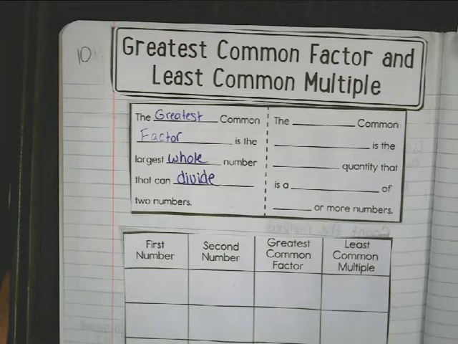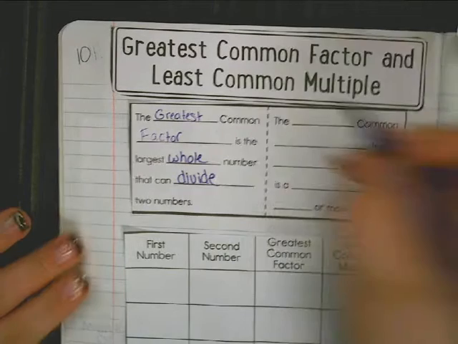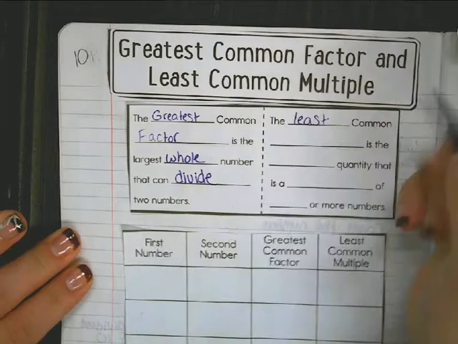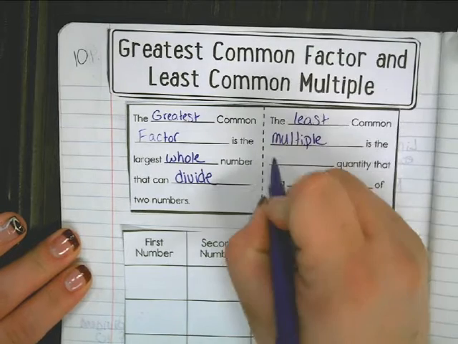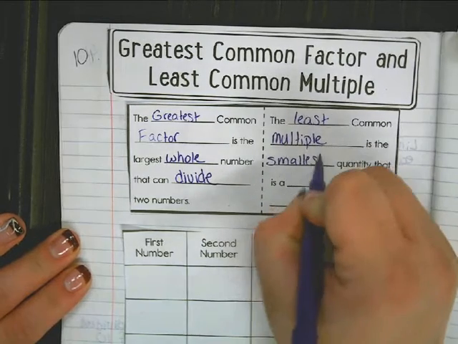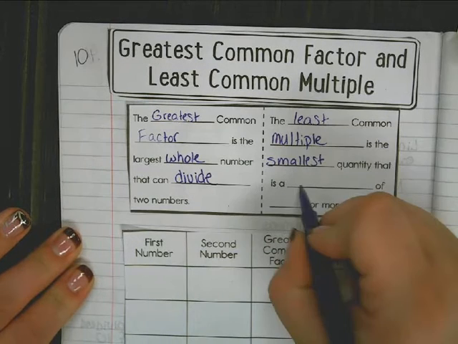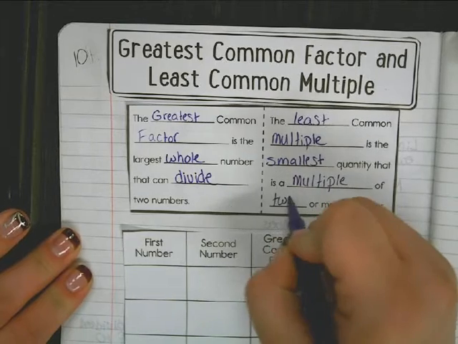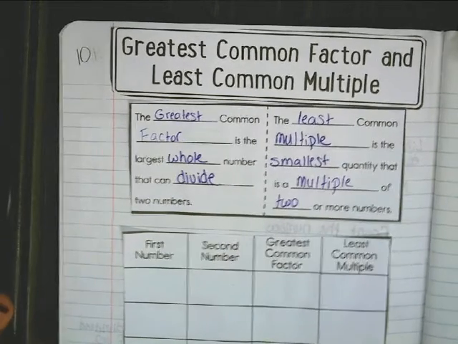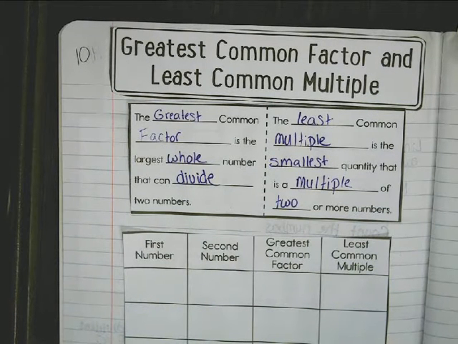The next one, the least common multiple, is the smallest quantity that is a multiple of two or more numbers. So the least common multiple is the smallest quantity that is a multiple of two or more numbers. What's the last one? Two or more numbers.